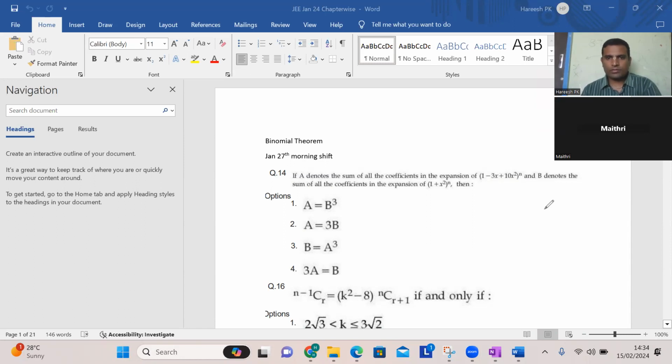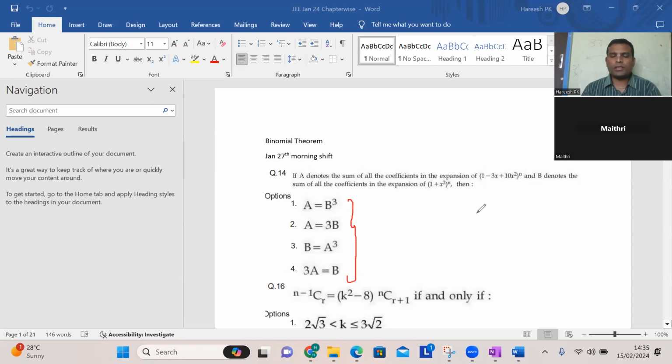If A denotes the sum of all the coefficients in the expansion of (1 - 3x + 10x²)ⁿ, and B denotes the sum of all the coefficients in the expansion of (1 + x²)ⁿ, then... They've asked this.